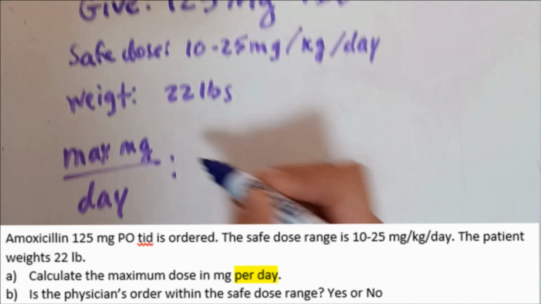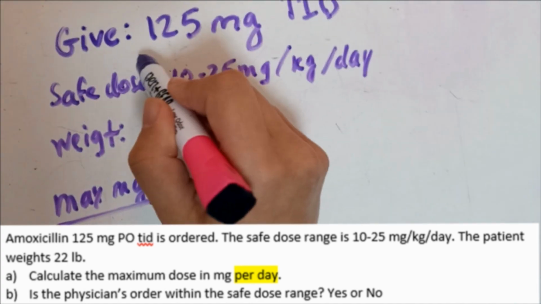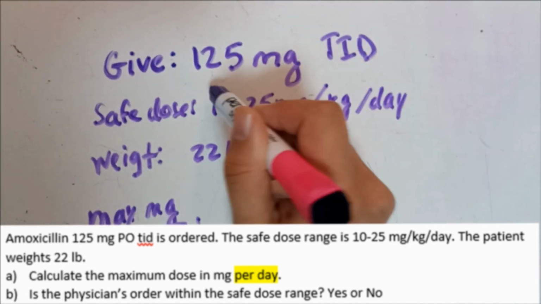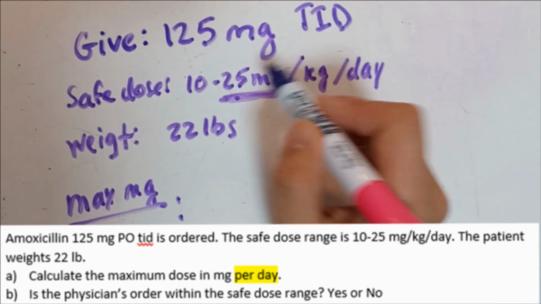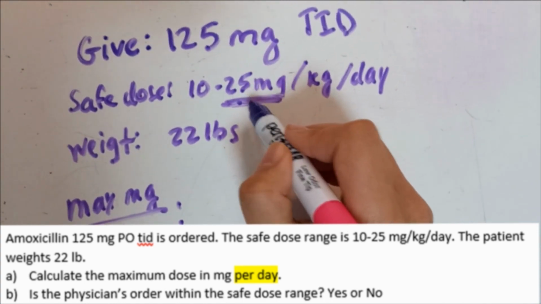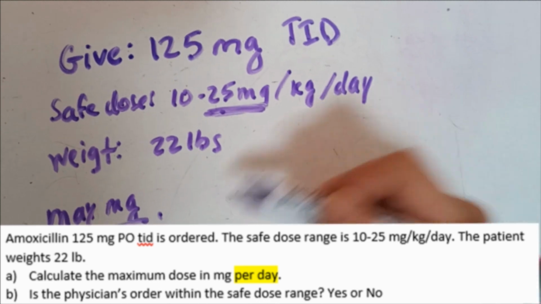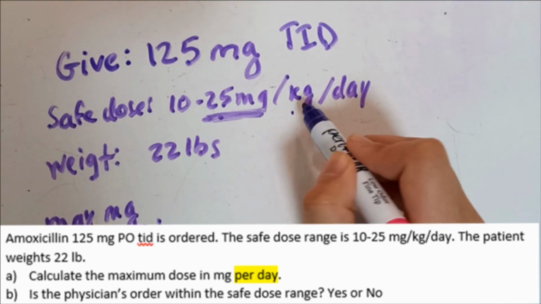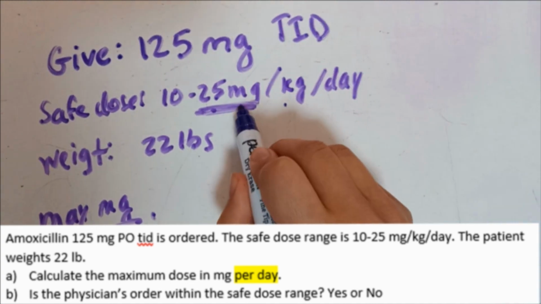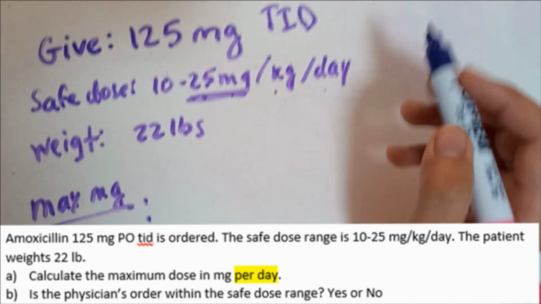Okay, so for this one, the order is not important, at least for this part of the question. What is important is right here. This is your max dose. That's the highest amount possible, but it has to be for the patient, right? So I'm going to convert this into the patient's weight. So I'll just be left with milligrams per day, okay?